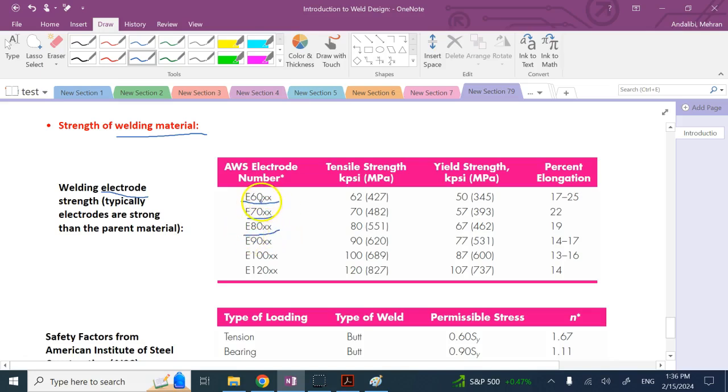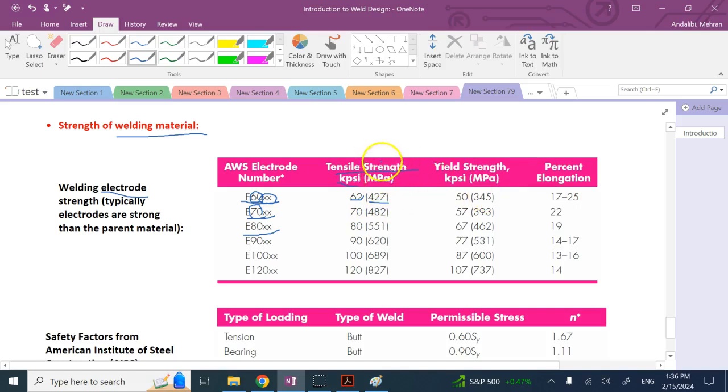These numbers determine the strength, and the rest of these parameters are for the rest of the properties of the electrode, like the current that you need and so on. So if you have an E60 something electrode, these last two could be any digit, right? That is specifying the other properties of the electrode. Then the tensile strength in kpsi is 62, or in megapascal is 427, and the yield strength, right?